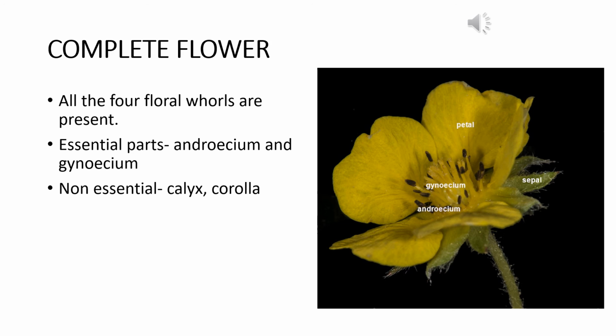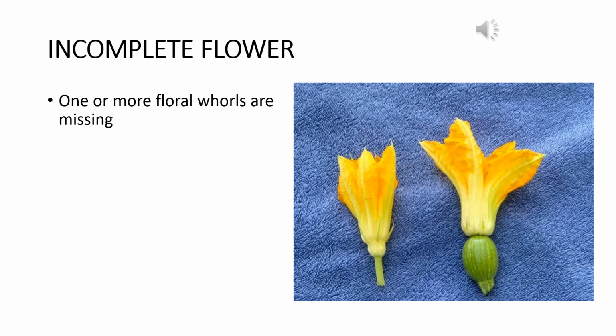So a complete flower is the flower in which we can find all the four floral whorls. An incomplete flower is the flower in which one or more of the four floral whorls are missing. In the picture, both the flowers are of the pumpkin plant, but the left hand side flower is missing the gynoecium and the right hand side flower is missing the androecium. But they grow on the same plant, and they are missing one of the floral whorls. So they are called incomplete flowers.